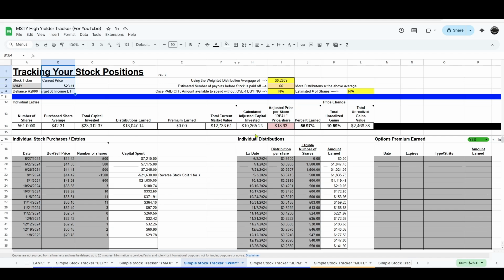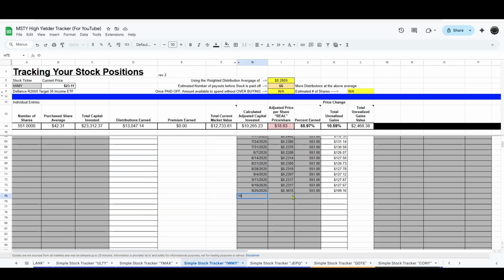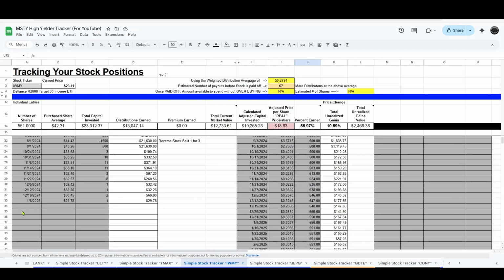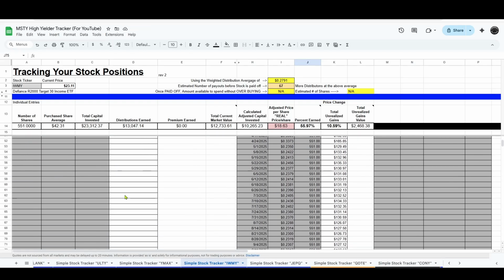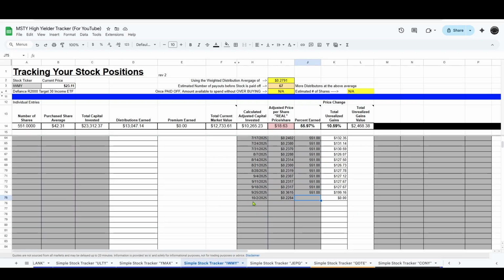Now, I did earn a distribution this past week, so let's enter that into this spreadsheet and see what that changes. The X date was 10/2. The amount was 0.2284. And how many shares? As you can see, I have not purchased since 8/1 of 2025. And this is now 10/2 of 2025. So I can count all 551 shares. So that real price per share from 18.63, what does it become now? 18.40. Little by little, I am whittling it down.